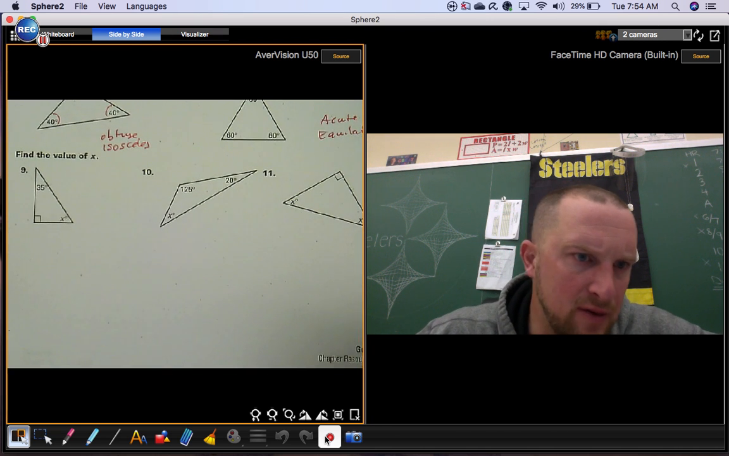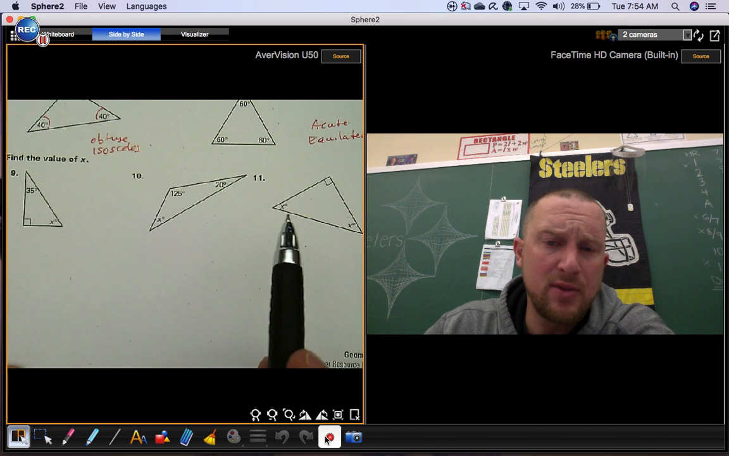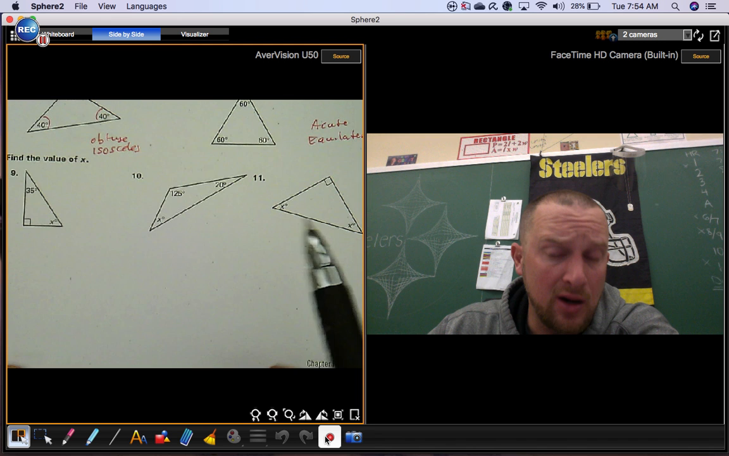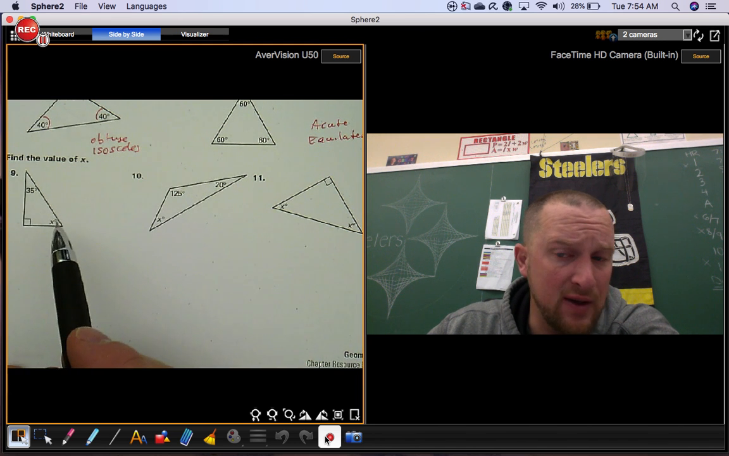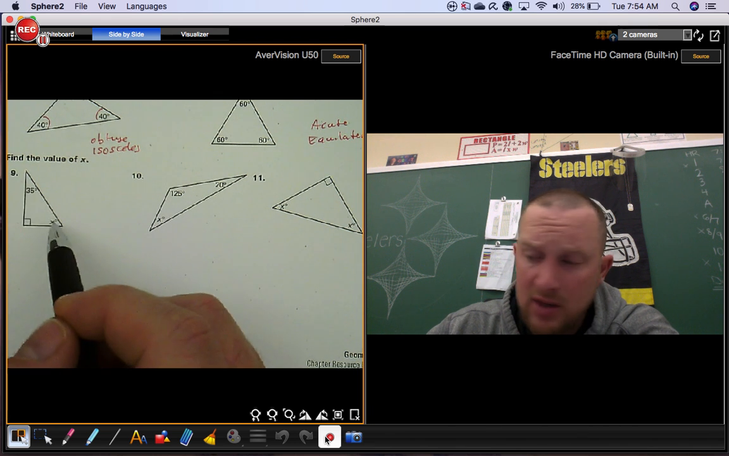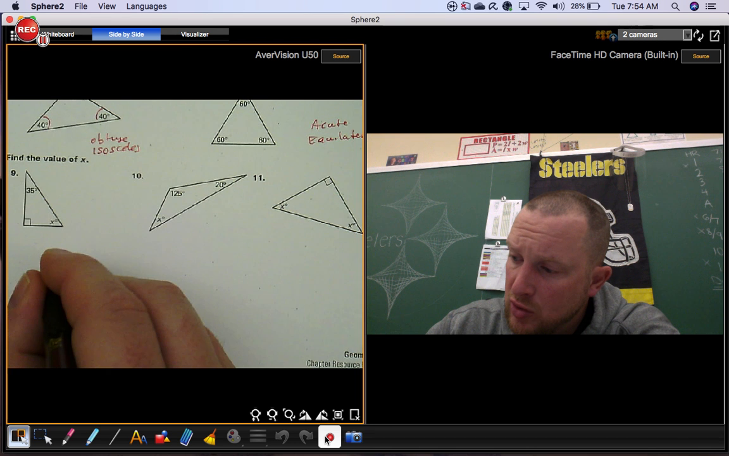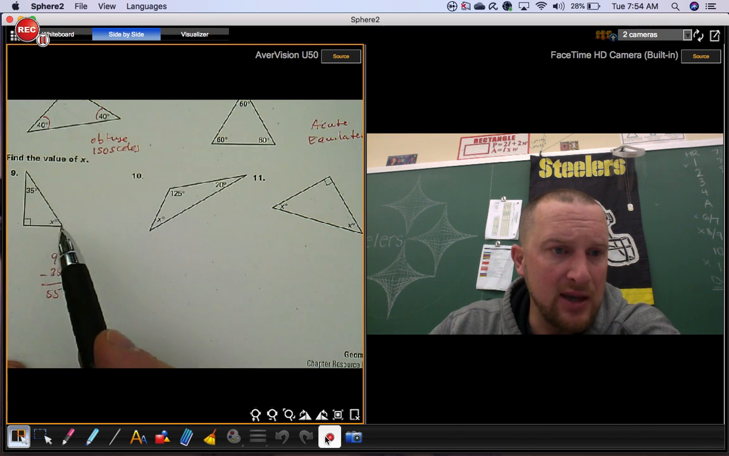9 through 11, we're going to find the missing value of x. Okay, so we have a triangle angle sum theorem that tells you all of the angle measures of a triangle sum to 180 degrees. So if this is 90 and that's 35, you can always find the missing angle. Now we also have another theorem that tells you when it's a right triangle that these two angles are complementary. So you could just do 90 minus 35 to get the missing angle measure here.